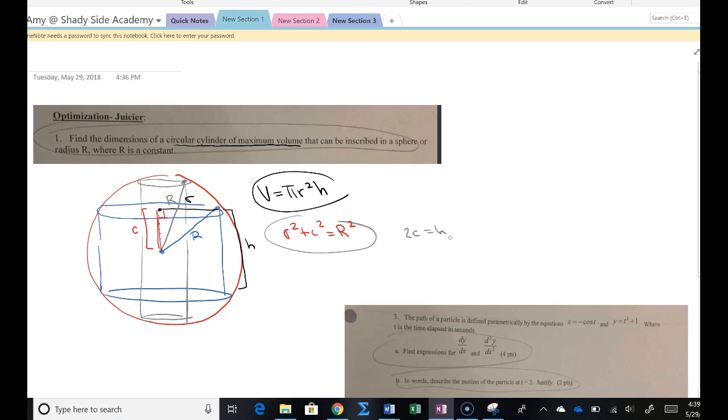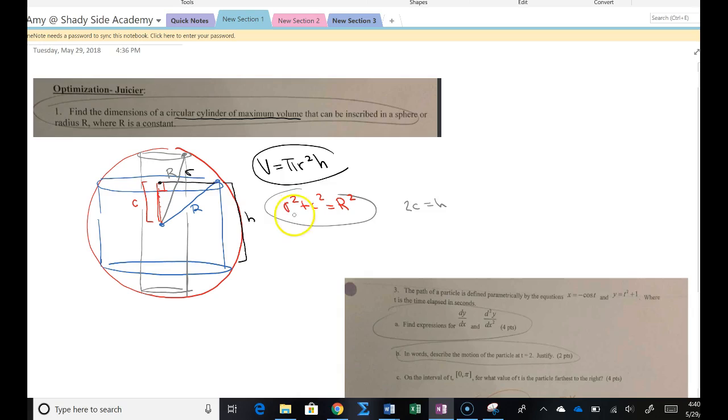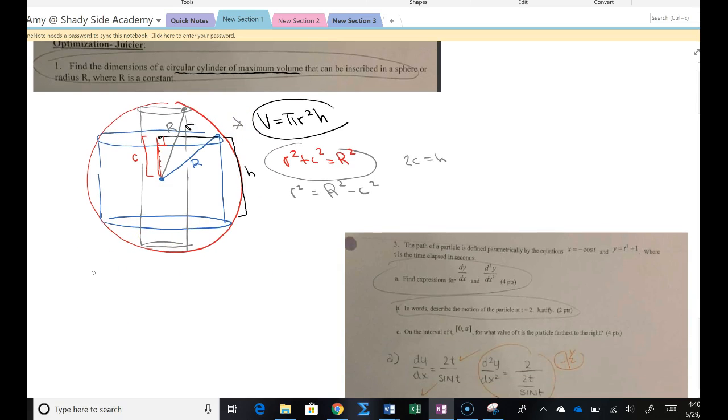Okay, so what I'm going to do here is solve this equation for r squared and put it into V. So r squared here equals capital R squared minus c squared. I'm going to put this now into the equation to be optimized, and I get V equals pi, here's my r squared, right? Capital R squared minus c squared, times h. And now I'm very happy.